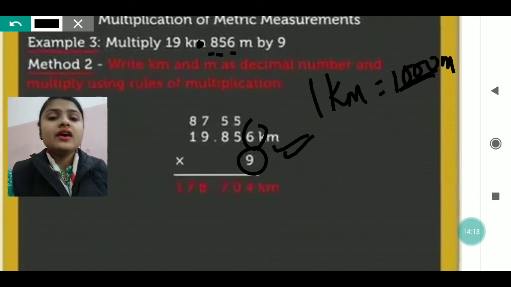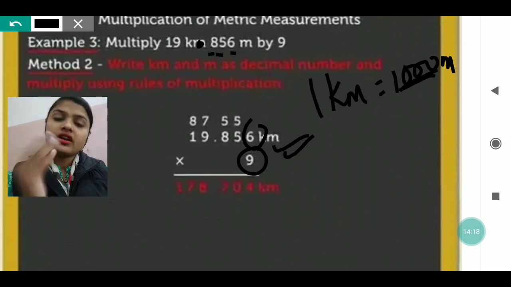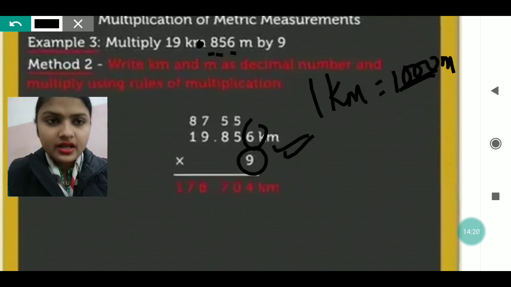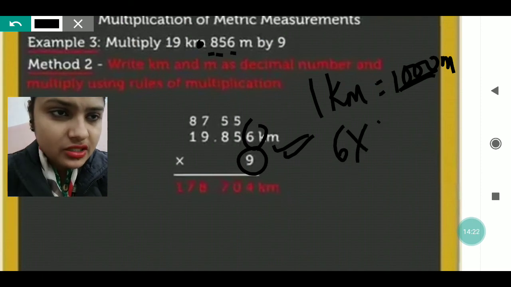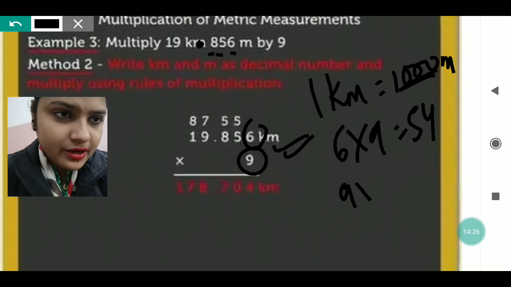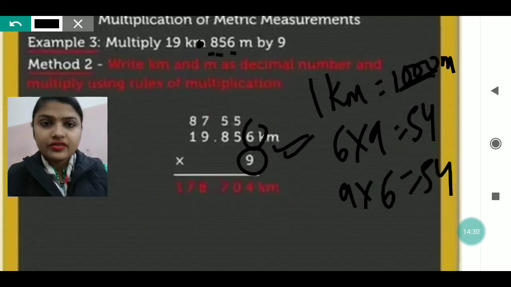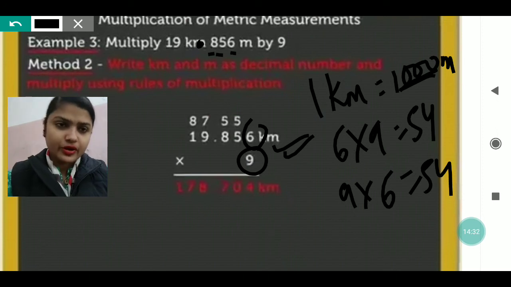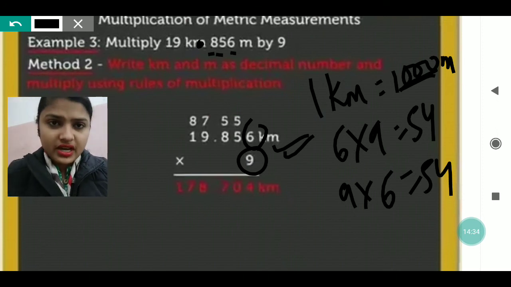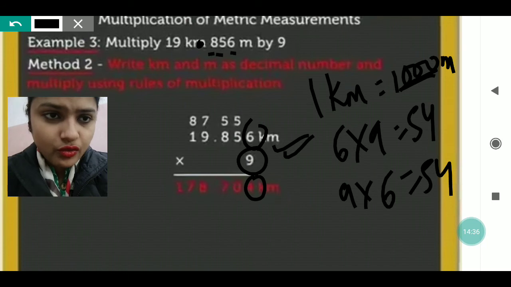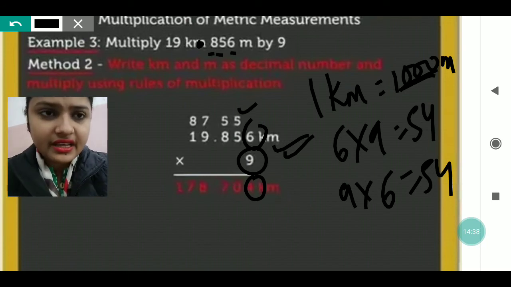In both cases we already know that in multiplication, in any order we multiply, we get the same product. Either we multiply 6 into 9, then we get 54, or you multiply 9 into 6, then also you will get 54 only. In any order, if we multiply the numbers, we get the same product. So 9 into 6 is 54. So 4 is written down and 5 we will take as carry.